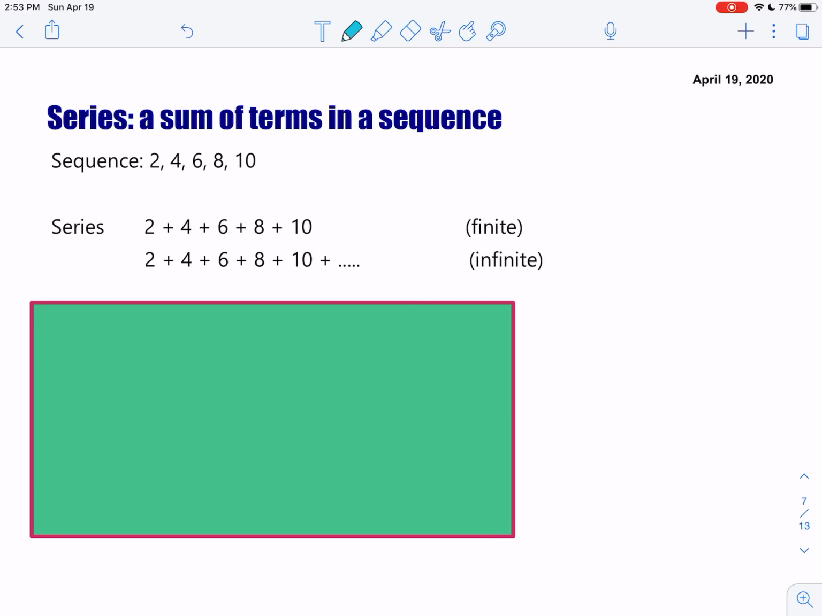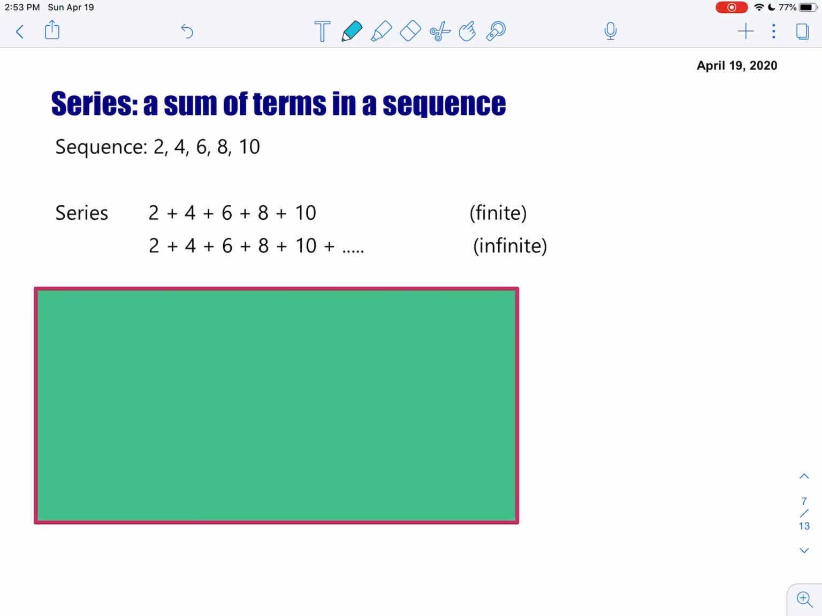Okay, so let's expand this a bit. Let's now talk about series. Well, what is a series? It is the sum of the terms in a sequence. So if your sequence is 2, 4, 6, 8, 10, your series could be 2 plus 4 plus 6 plus 8 plus 10, or 2 plus 4 plus 6 plus 8 plus 10 plus ... it could go on forever. So just like sequences can be finite or infinite in length, series can as well, okay?